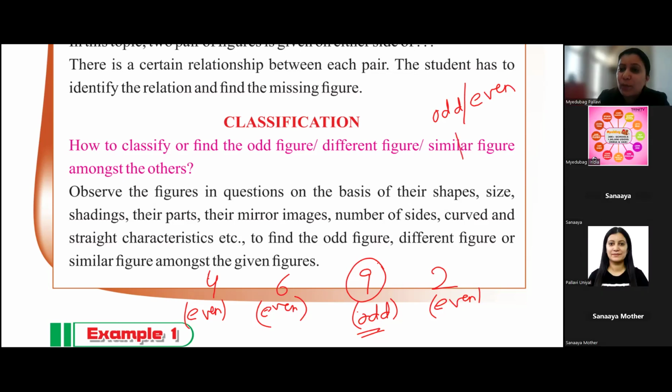Then one more property will be whether they are prime or composite. You must have learned about prime and composite numbers.